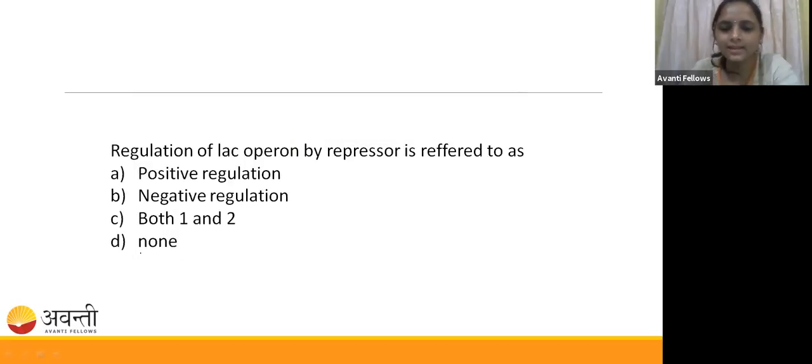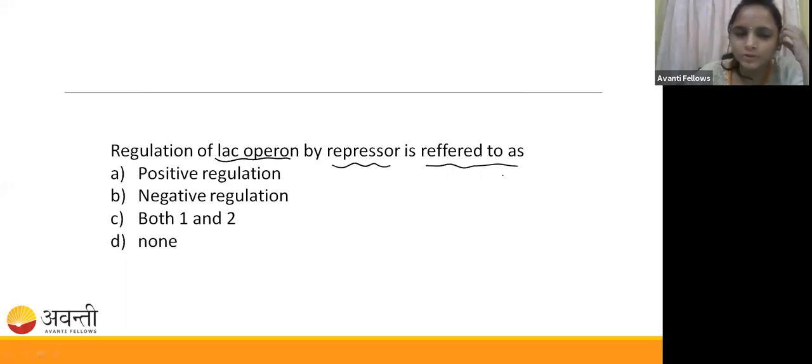Okay. Guys, here is another question. Regulation of the lac operon by the repressor is referred to as. I have told you what it is referred to as. Option A is positive regulation. Option B is negative regulation. Option C is both 1 and 2. Option D is none. So guys, can I run the poll? Answer me in the poll.